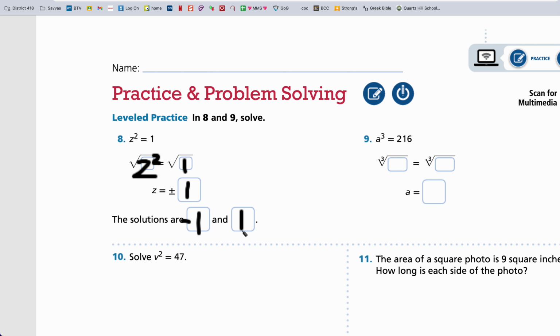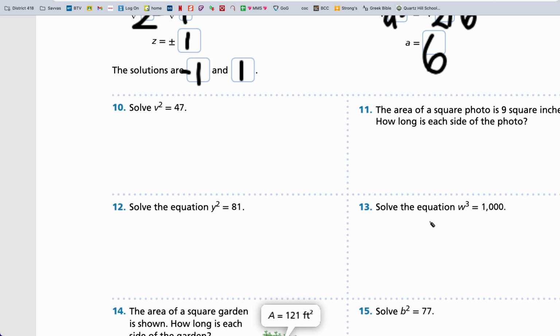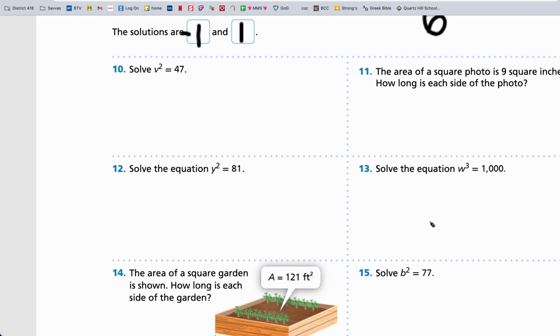Alright, so on this one, the cube root of a cubed and the cube root of 216. What is the cube root of 216? 6. Okay? I'm gonna do a couple more with you, then I'm gonna turn you loose.